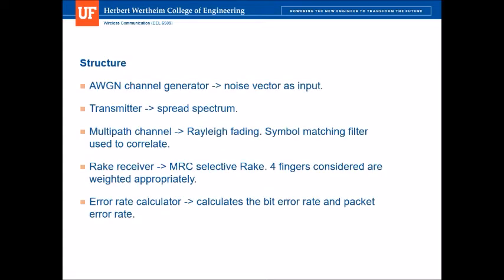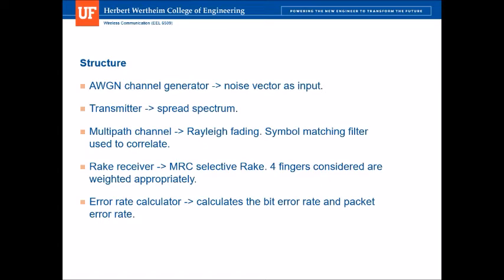So it consists of a channel generator, white Gaussian noise channel generator, which accepts the noise vector as input. The transmitter uses the spread spectrum technology. The multipath channel has Rayleigh fading. The symbol matching filter is used to correlate the signal to a known sequence.